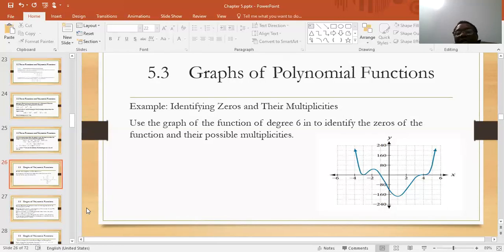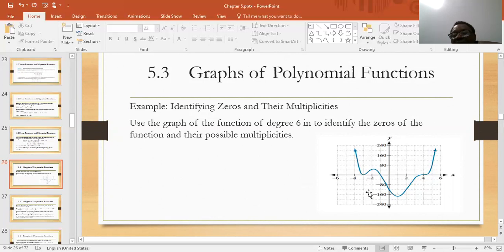Now we want to look at a graph and learn how to identify the zeros of the polynomial described by the graph. So let's look at this polynomial here. We can see that the graph crosses the x-axis 1, 2, 3 times. So we will have 3 intercepts. These are the zeros of the polynomial. The first one is between -4 and -2, exactly at -3. The second one is at -1, and the third one is at 4.